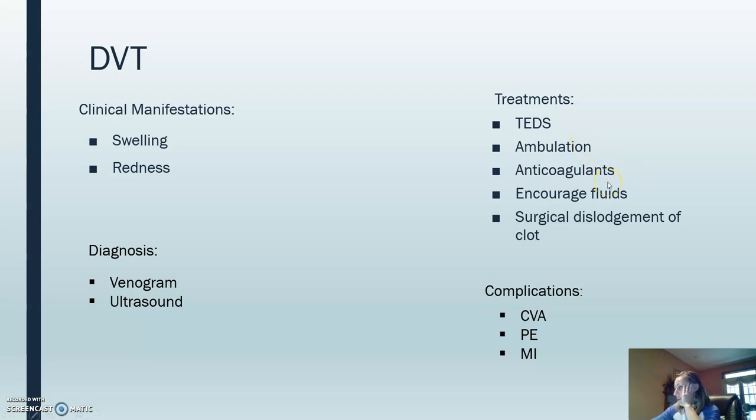We may even give them anticoagulants, such as heparin, low molecular weight heparin, which is enoxaparin, or even warfarin. Those are our anticoagulants. We're encouraging fluids because we don't want the blood to be very viscous. If it's severe enough, they may have to surgically go and remove that clot. And then if it's not treated and that clot becomes dislodged, it can travel to the brain and cause a CVA, it can travel to the lungs and cause a PE, or it could travel to the heart and cause an MI.